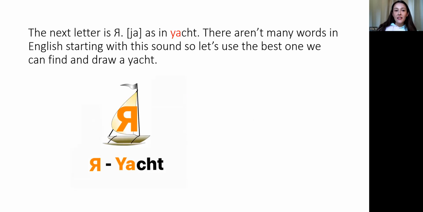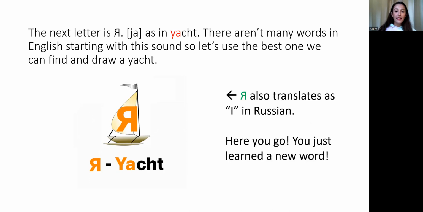The next letter is ya. Ya as in yacht. There aren't many words in English starting with this sound, so we have to use the best one we can find, and we're gonna draw a yacht. Ya also translates as I in Russian. So here you go. You just learned a new word. Ya as in yacht. Ya also means I in Russian.